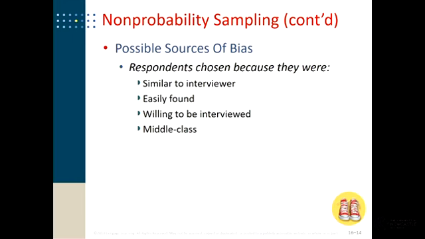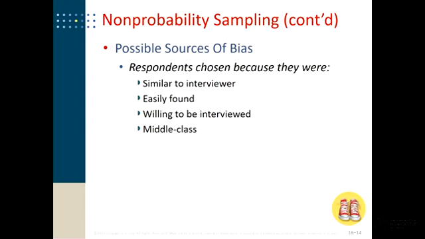Okay, this is one. Another is easily found. What do you mean by this? It's very simple. Sometimes we go to a place where people are widely available, like a shopping center, a shopping mall, a bus station, or a very crowded road, because we know that people are easily found here. Another is willing to be interviewed. It's pretty simple, because we cannot interview someone who is not willing to be interviewed. Yes or no? So actually, we exclude people who are not willing to be interviewed.